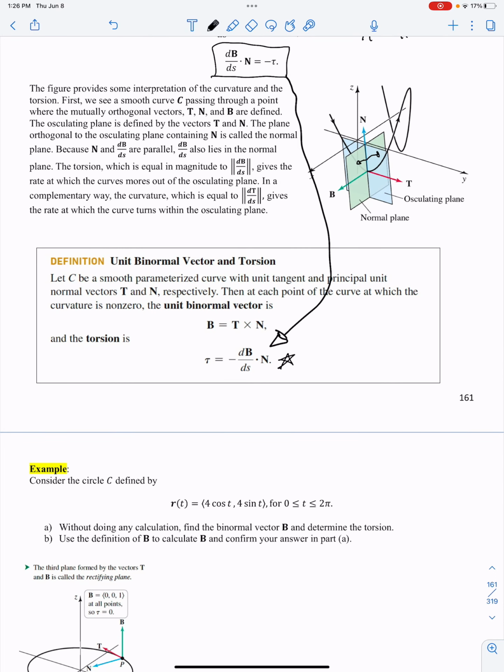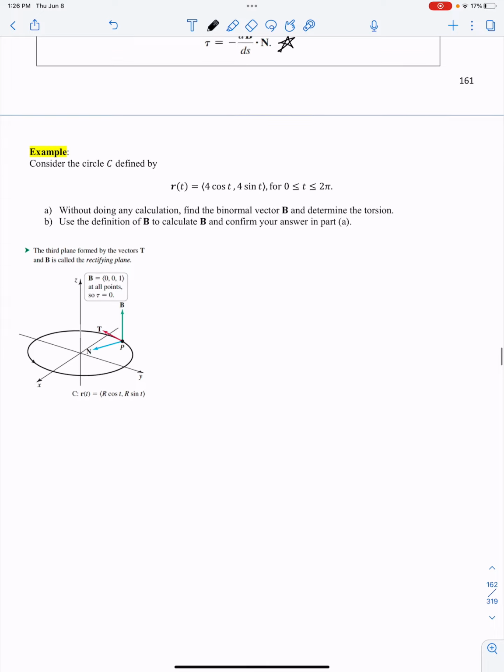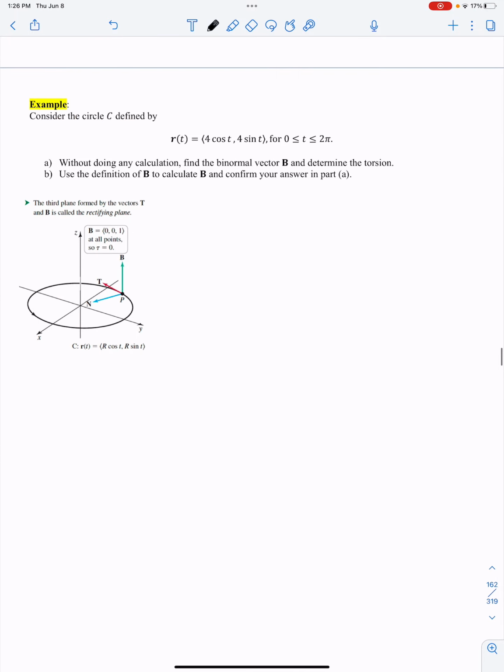Okay, let's give an example of this. Consider the circle. So we have this circle here. We can see it's a circle because it's cosine and sine in each component. That tells me it's a circle, and then the 4 is the radius. So without doing any calculations first, let's try to find the binormal vector b and determine the torsion.